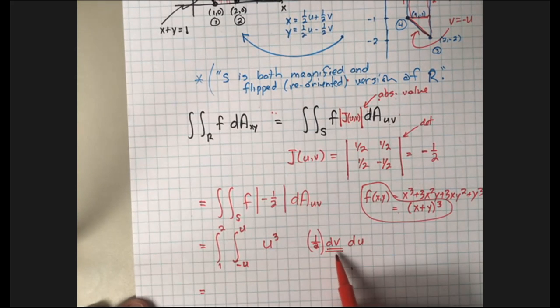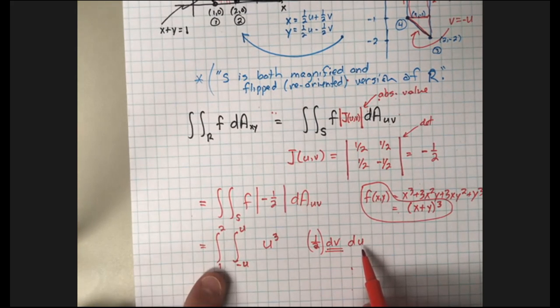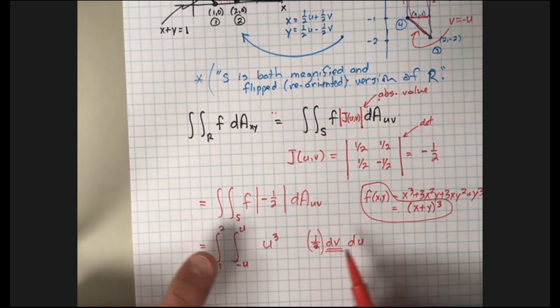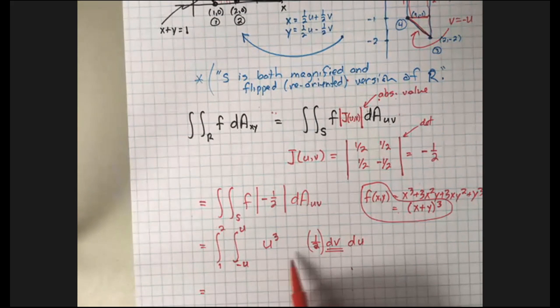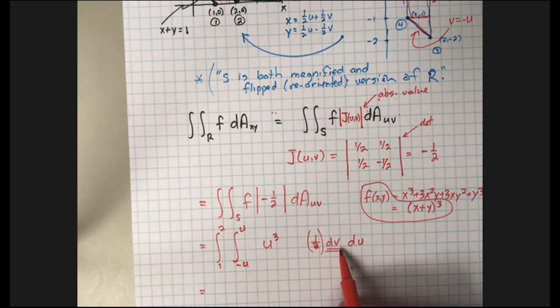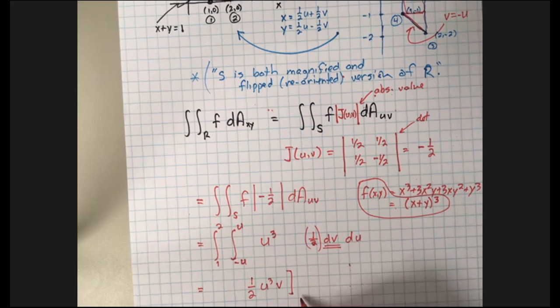I evaluate with respect to v. U was the constant limits, u on the outside, then I set the limits for v. So I evaluate from the inside out. So this is 1/2 u cubed, integrate with respect to v. What I get is 1/2 u cubed v. But now I've got to evaluate that, and pay attention to where you're putting the limits. You're putting the limits in for v.